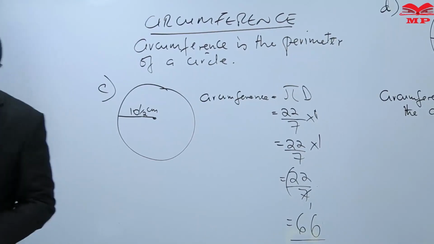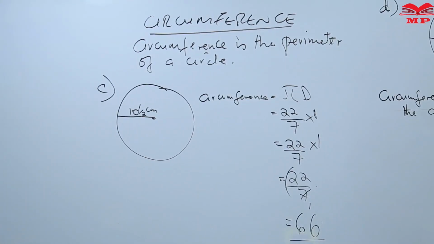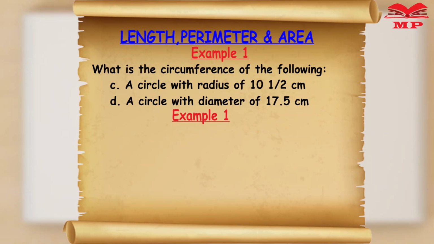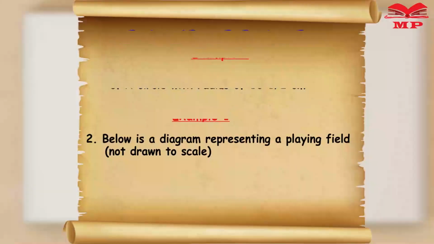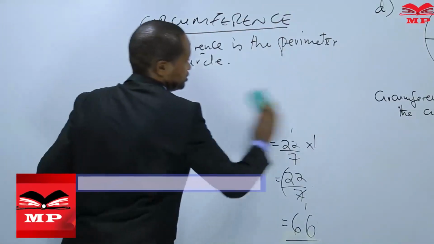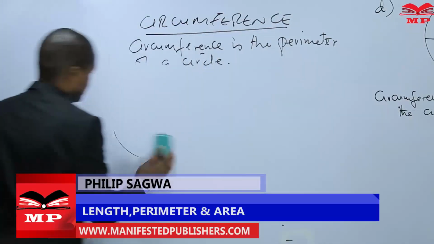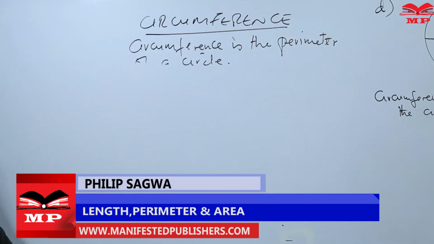Then moving on to question number two, learners. Question number two says, below is a diagram representing a playing field, not drawn to scale. What is the perimeter of the playing field? So I'm also going to draw the playing field from the pupil's book.